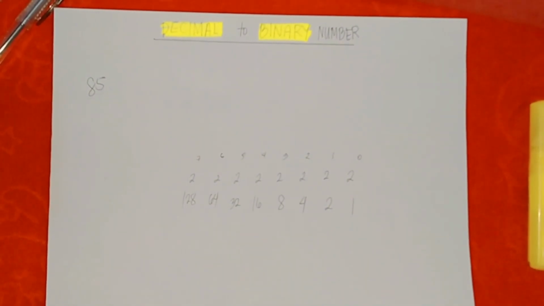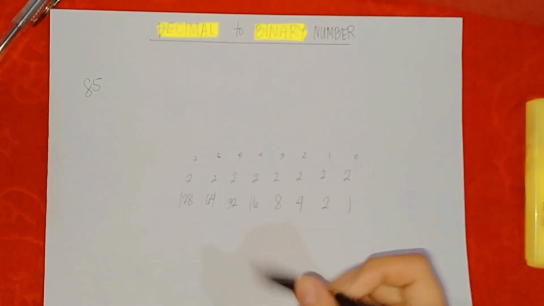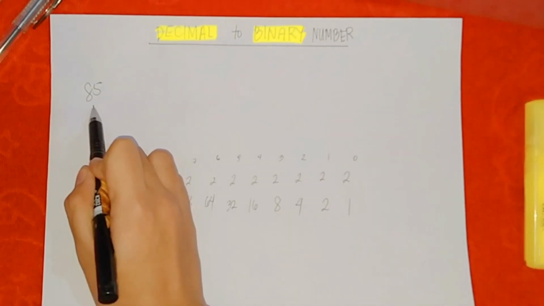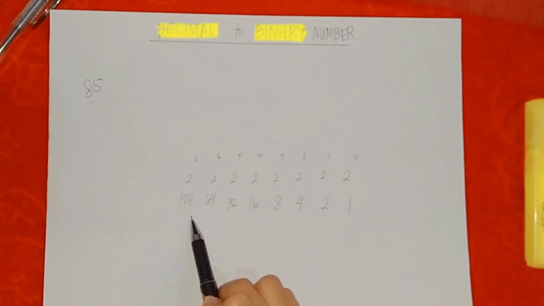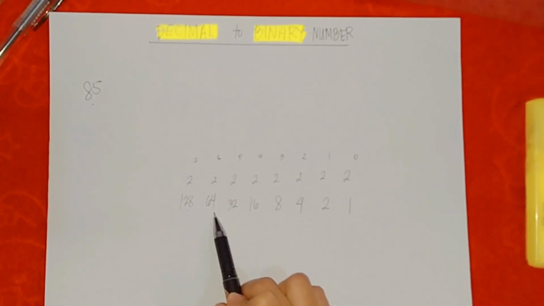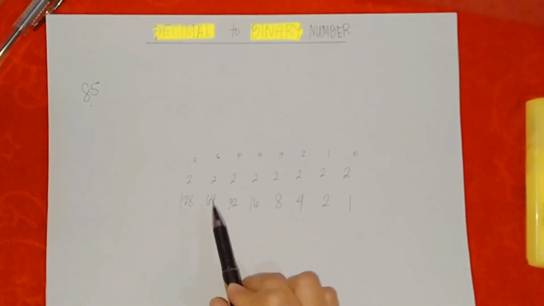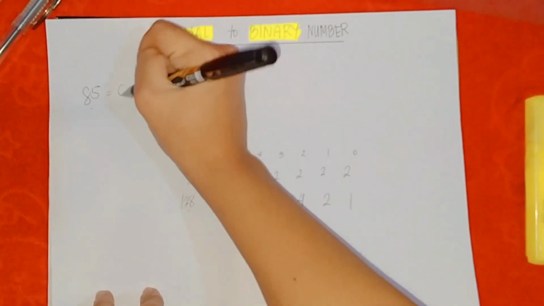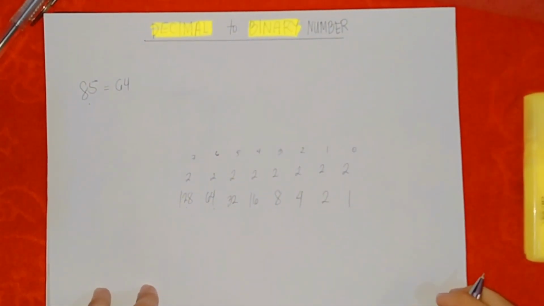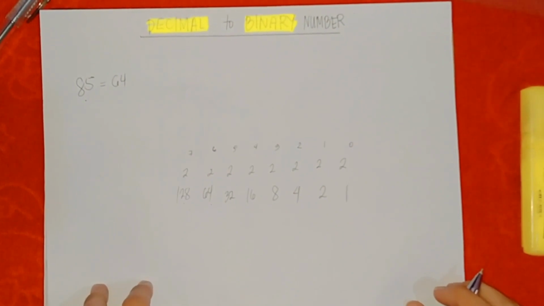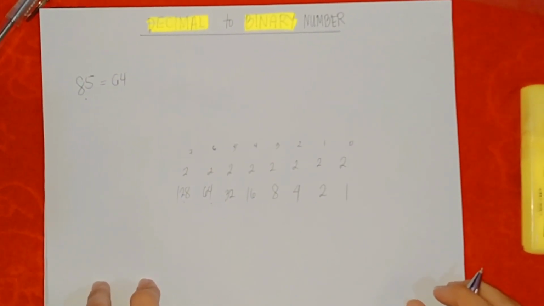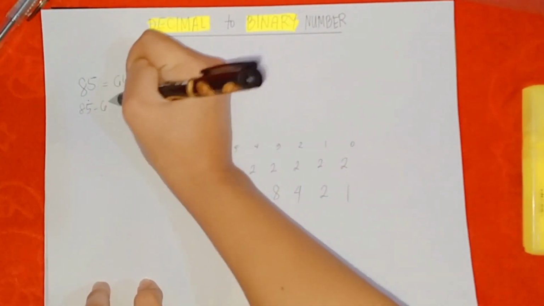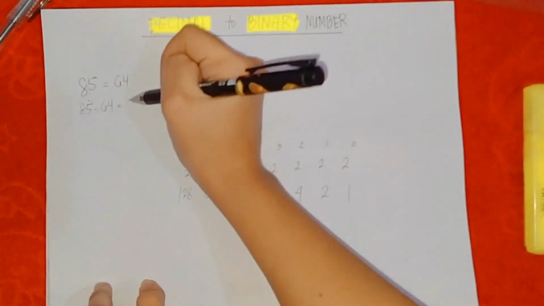Now, we will not go farther because 128 exceeds 85. Therefore, we are not going to use it. Instead, we will use 64 because 64 is the next highest number that is less than 85. So first, let's put here 64. The next step would be subtraction. We are going to subtract 64 from 85. So 85 minus 64 would be 21.